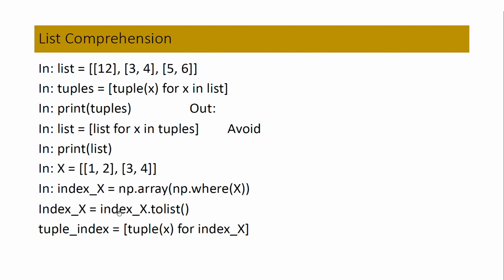So index x is equal to index x dot tolist, tuple, index equals to tuple x for the index of x.